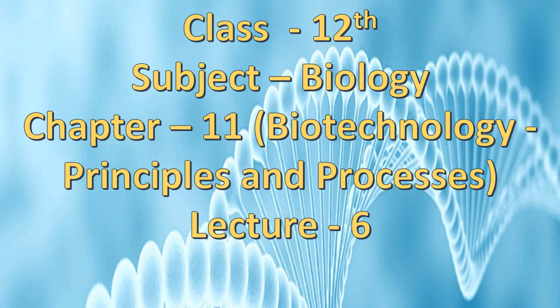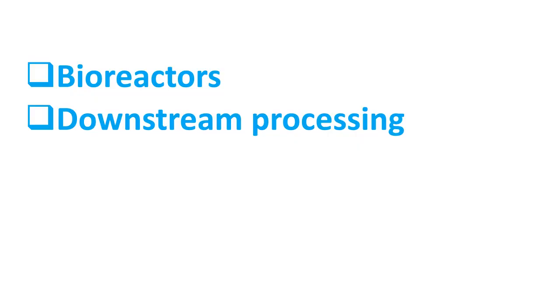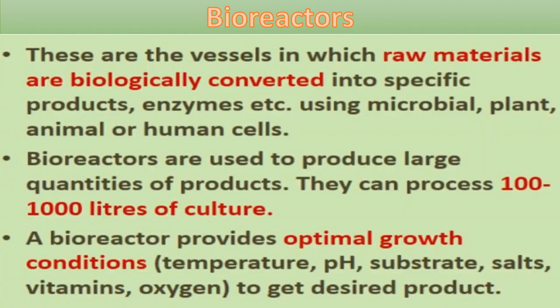Good morning all of you. This is Biology for class 12th, chapter 11, Biotechnology Principles and Processes. Lecture number 6. Today we will discuss bioreactors and downstream processing. So let's start with bioreactors.